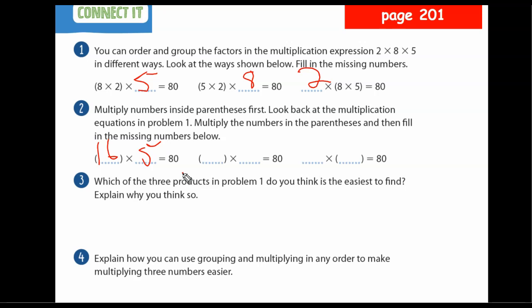What's 5 times 2? 10. I'm just doing this, look. 10, and then times 8 is 80. Okay, and then what's 8 times 5? 40. Okay, and then times 2, which is also 80.